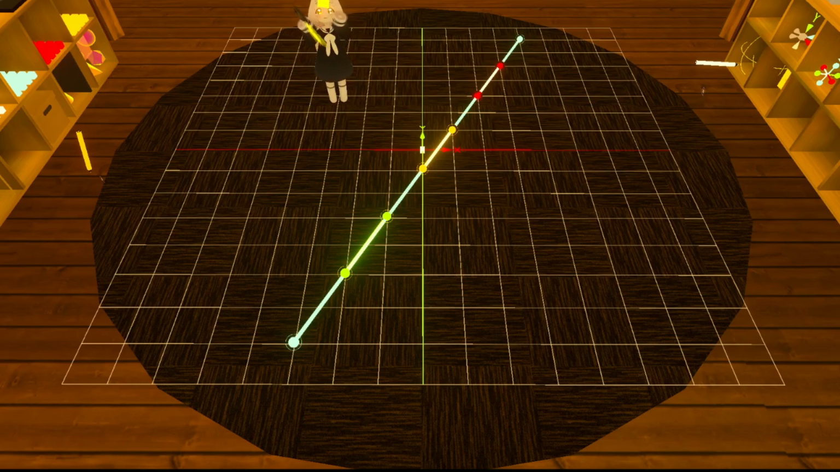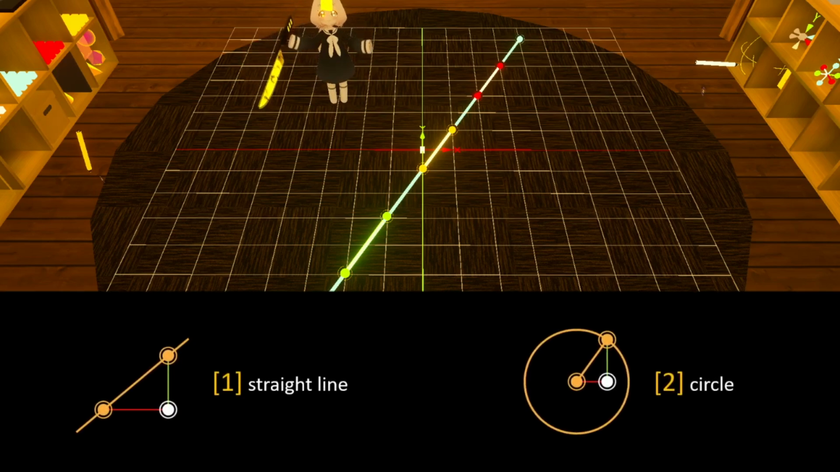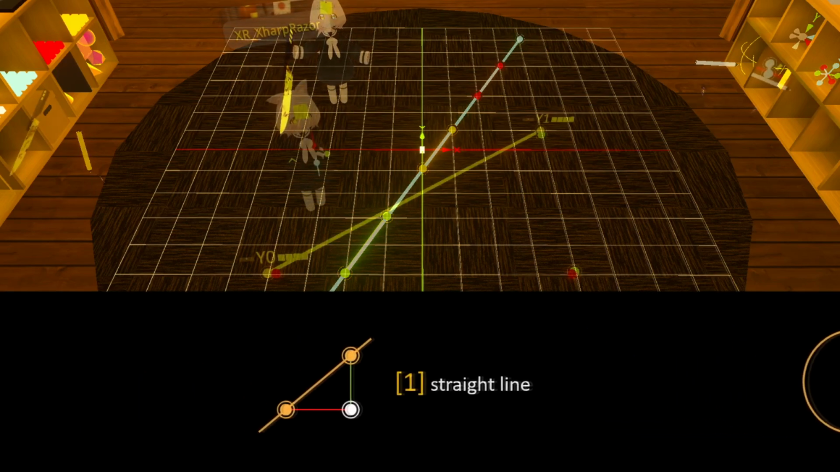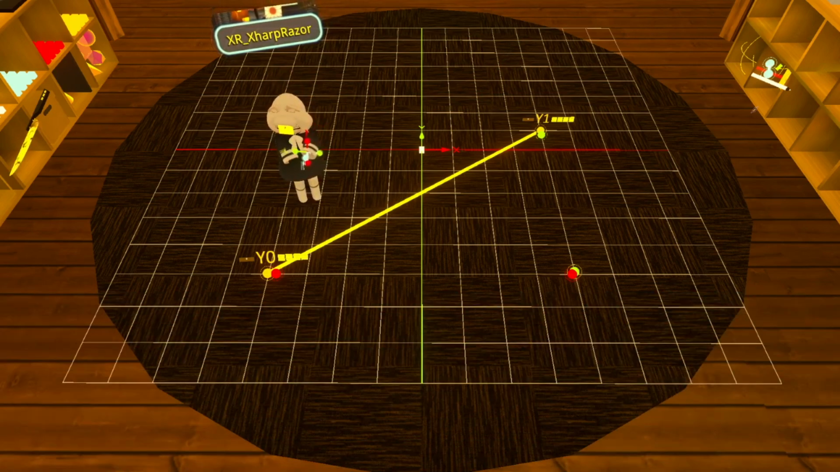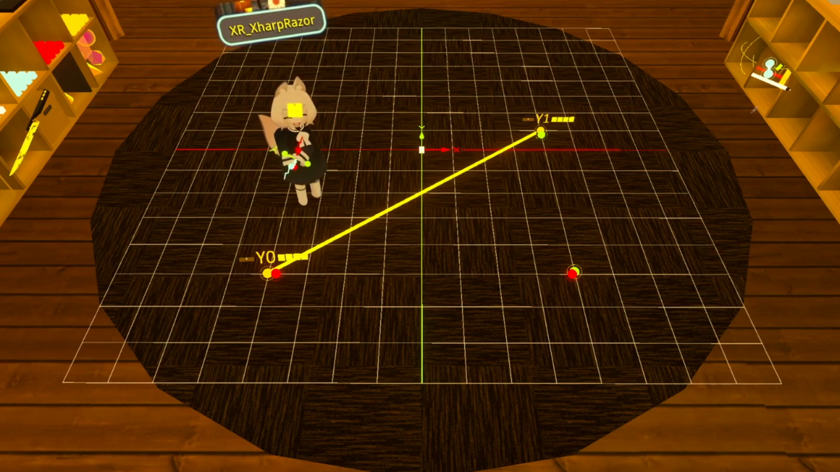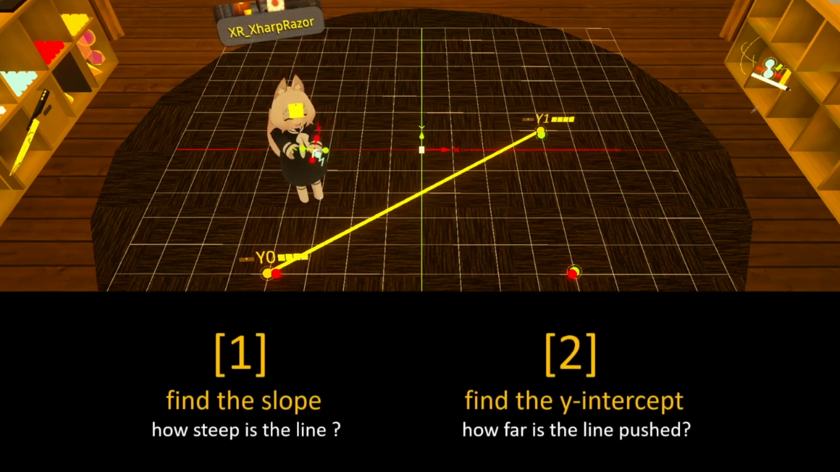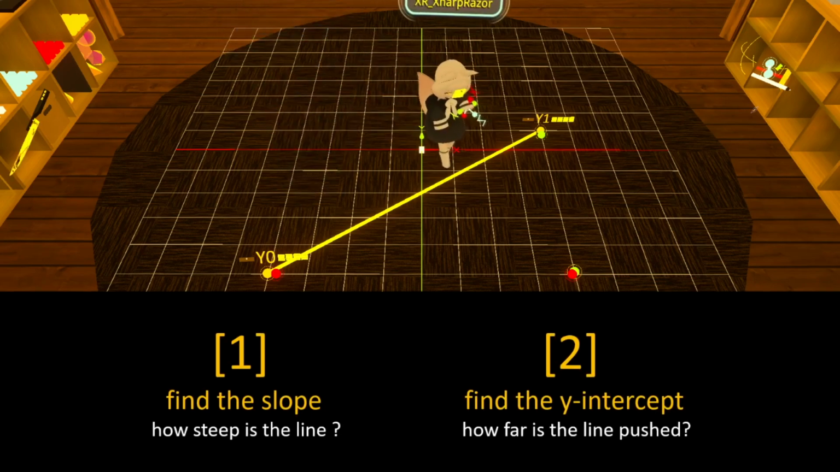So by the power of video editing, we are going to talk about... Okay, so for example, if we want to describe the straight line by using formulas, first we need to know things. In this case, first thing first is the slope. And then the second thing is the y-intercept, which in this case is the y-offset.